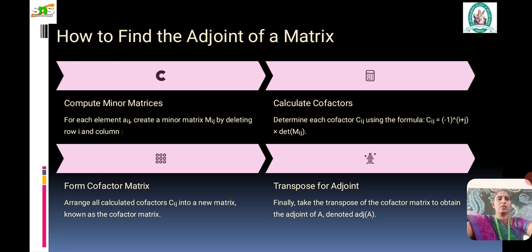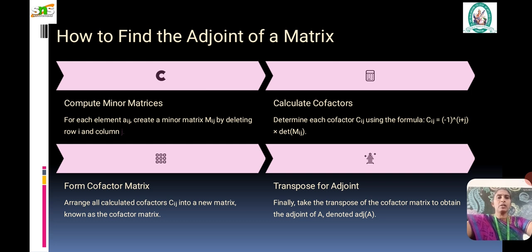So how do we find the adjoint of a matrix? First compute the minor matrix Mij by deleting the row and column. If you want to find the value for element 1, we delete the row and column of that element, and take the remaining values. That is considered the minor of the matrix. Then we give the signs to the values: plus, minus, minus, plus, alternately. That is the cofactor of the matrix.